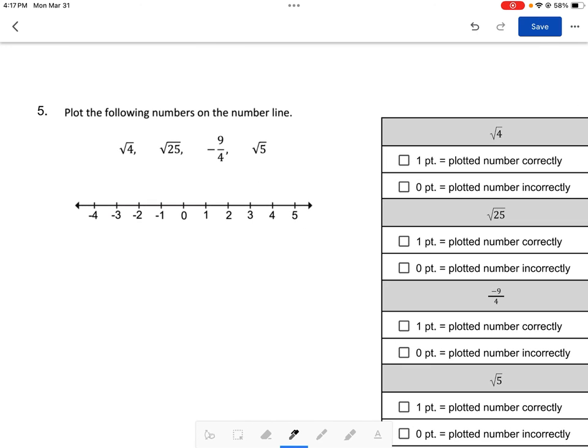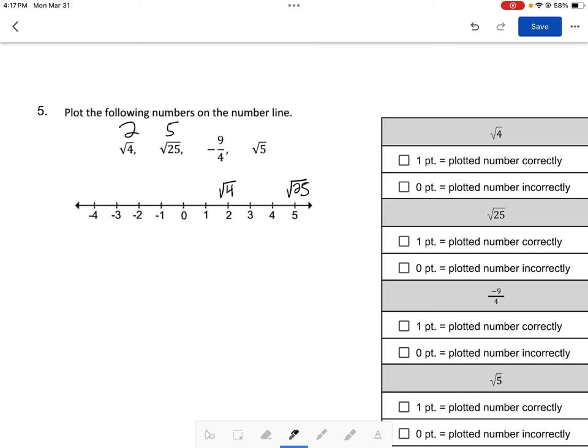Looking at number 5, we need to plot these numbers on a number line, and the square root of 4 is 2. So I'm going to go ahead and plot the square root of 4 over 2. The square root of 25 is 5, so I'll plot the square root of 25 over 5.